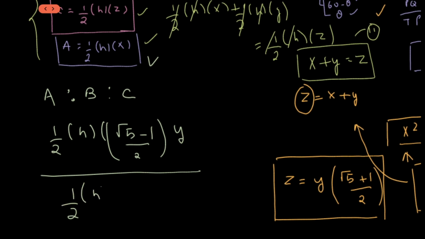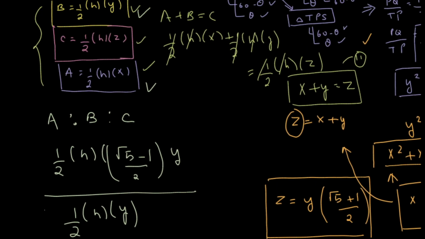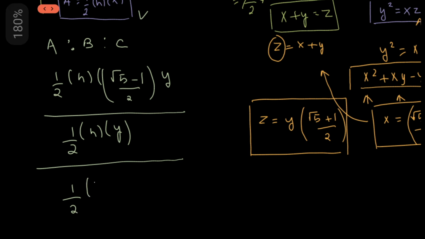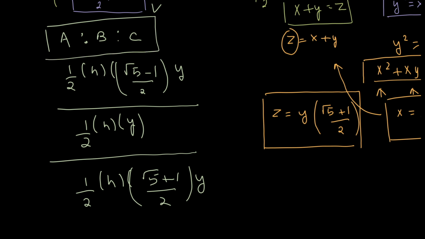So half h into y as it is, and this is to the value of c. So the value of c we have got is half times h times z. The value of z in terms of y is root 5 plus 1 upon 2 multiplied by y. Okay. As these three things were in ratio, we can factor out only those terms which are present in all of these three. So we can see half, half, half, h, h, h, y, y, y. Okay. Now what I will do is simply multiply by 2 and divide by 2 over here, in the area of b. And why is that necessary? So we can simply factor out this 2.